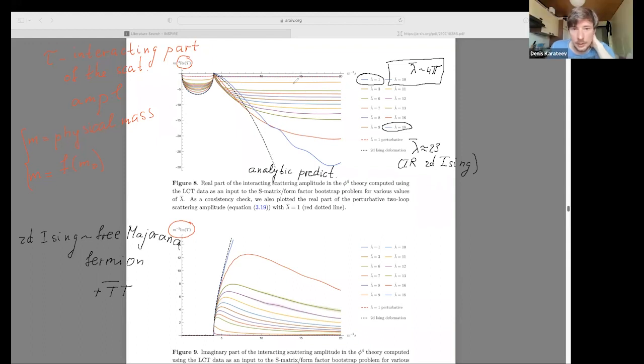Mm-hmm. And good. So we are in the unbroken phase of the 2D phi to the fourth theory, so Z2 is preserved. This is called the elastic regime.